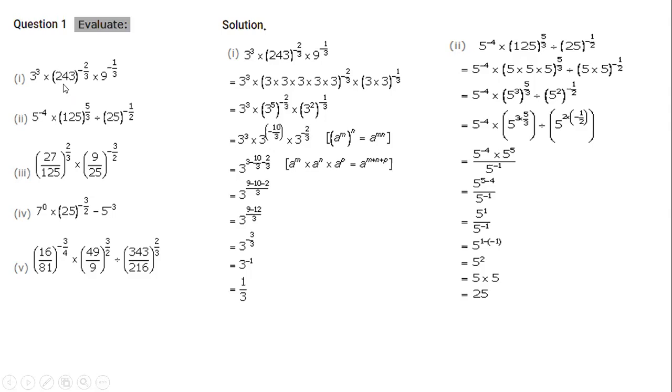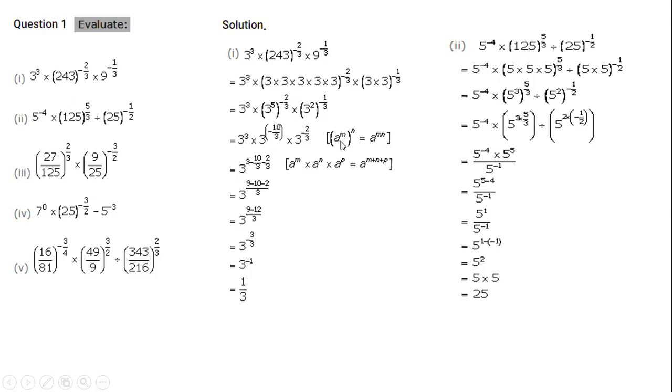243 can be expressed in terms of 3. 9 can be expressed in terms of 3. 3 itself is a 3. So here I am trying to write 3 power 3 as it is, 243 as 3 power 5, so 3 power 5 whole power minus 2 by 3, and 9 as 3 power 2 whole power minus 1 by 3.